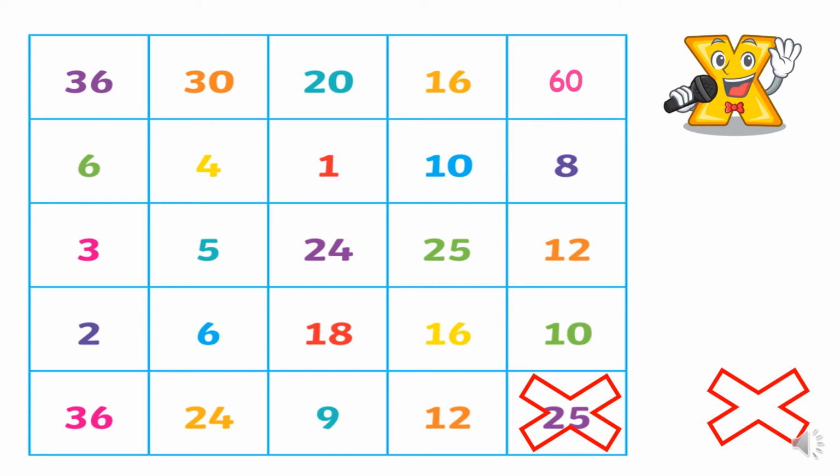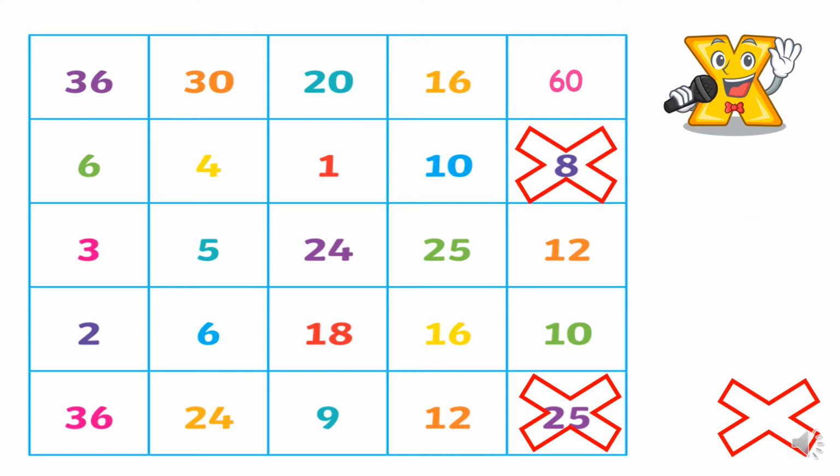Well done, it's 25. Our next question asks us 4 times 2. 4 multiplied by 2. 4 groups of 2. Work out the answer and shout it out. It was 8. Well done if you got that correct.